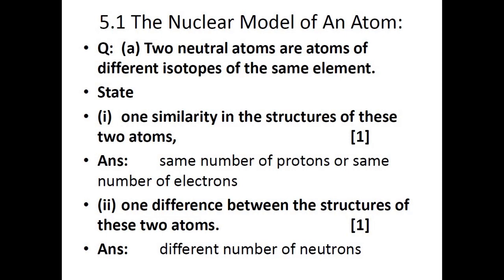Two neutral atoms are atoms of different isotopes of the same element. State one similarity in structure of these two. They both would have the same number of protons. State one difference. They would have a different number of neutrons in their nucleus, or they would have a different mass number.